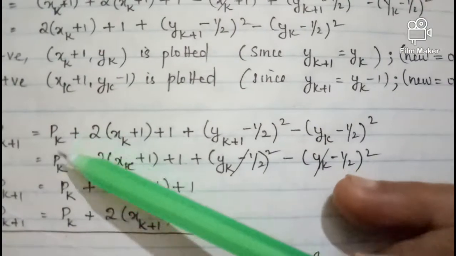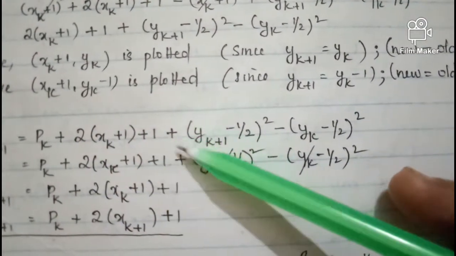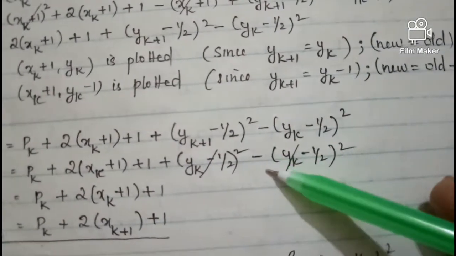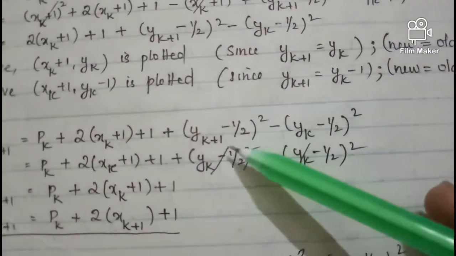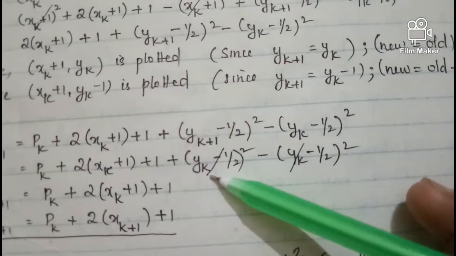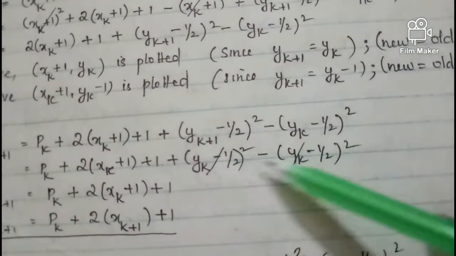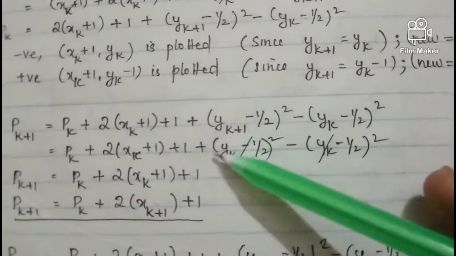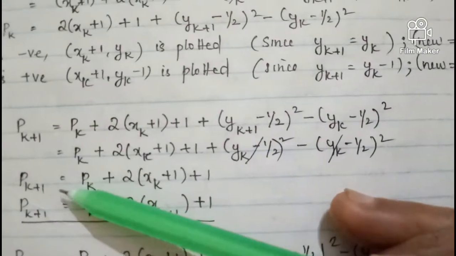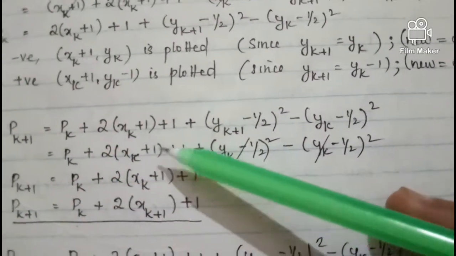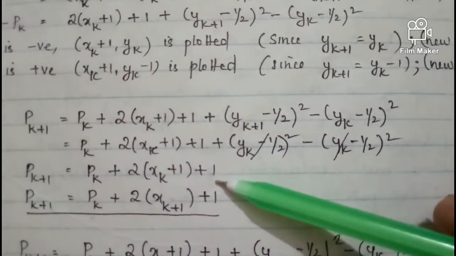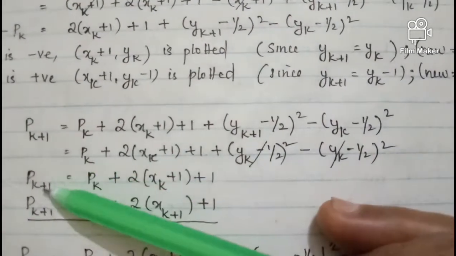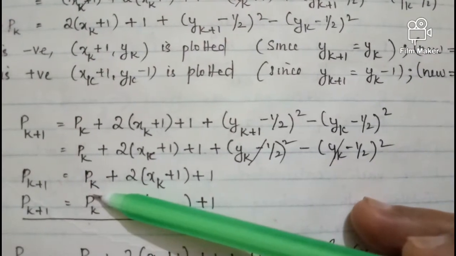So pk plus 1 is equal to pk plus 2xk plus 1 plus 1. Next value of y will be yk minus half the whole square minus yk minus half the whole square. So when yk plus 1 is substituted as yk, both these terms became same. This is plus term and this is negative term. When these two terms get cancelled, remaining values will be pk plus 1 is equal to pk plus 2xk plus 1 plus 1. So this is the equation of pk plus 1 when pk is negative.